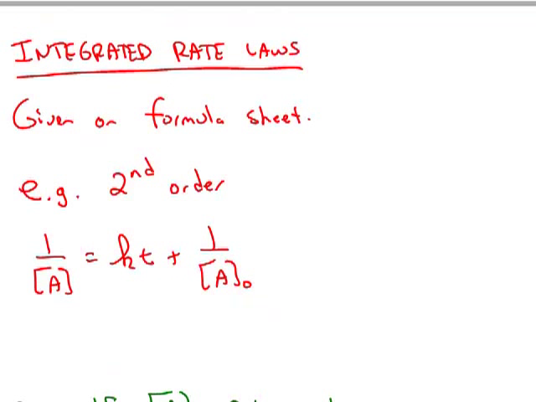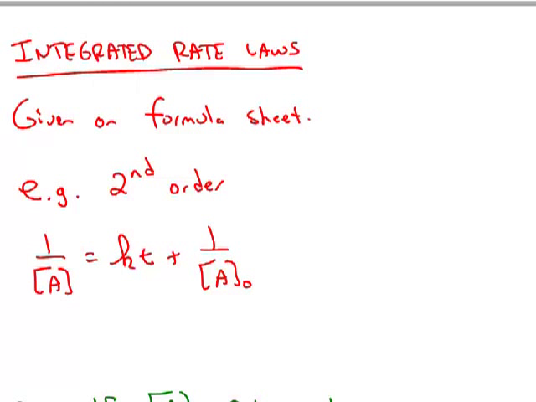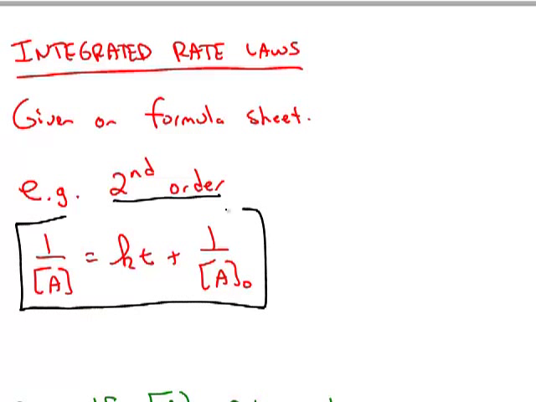Once we find the rate law, we can do a little bit of calculus on the rate law and come up with what's called the integrated form or the integrated rate law. All of the integrated rate laws are given to you on the formula sheet for zero order, first order, and second order. Those are the only ones we're going to deal with integrated rate laws. So for example, you look on your formula sheet for a second order reaction, you have this formula.